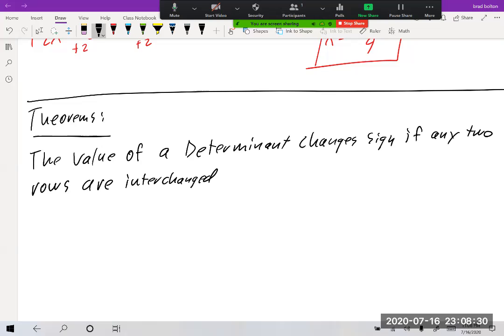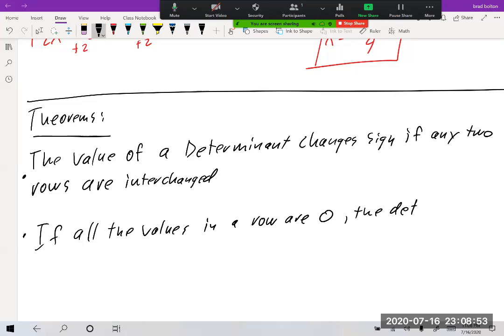Okay, another theorem. So this is one of them. Here, let me write this next one. If all the values in a row are 0, the determinant equals 0. Okay, so if all the entries in any row equal 0, then the value of the determinant is 0.